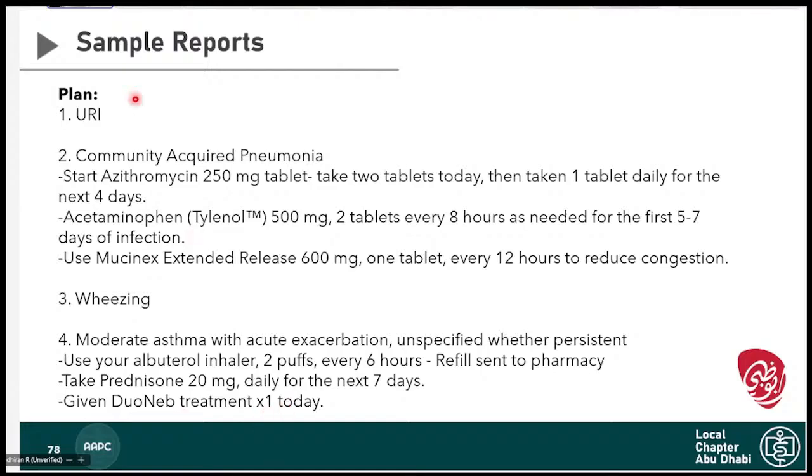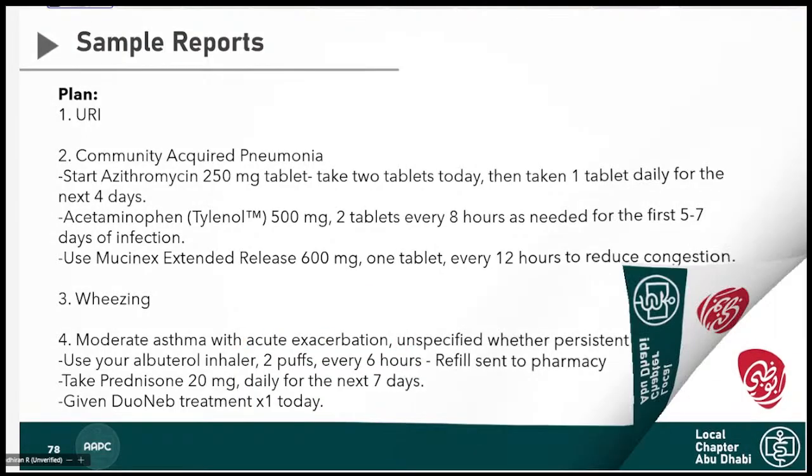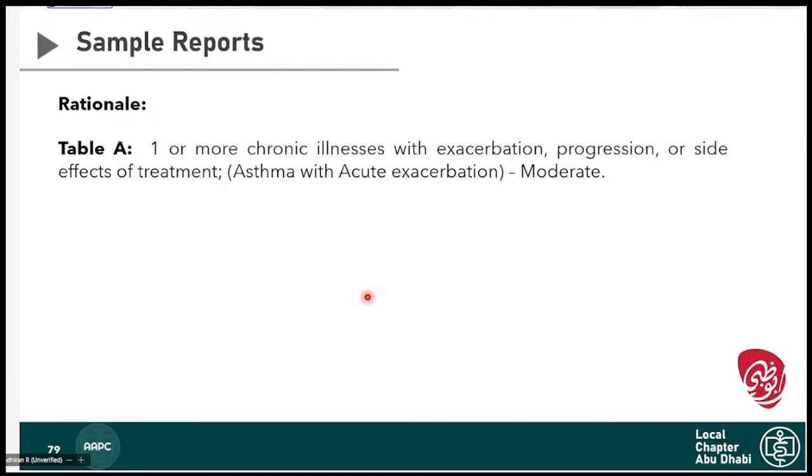So here, based on the conditions, moderate asthma with acute exacerbation, we'll check which level this will be supported. So Table A is supported for one or more chronic illness with exacerbation, progression or side effect of treatment, which falls under the asthma with acute exacerbation category. This falls under the moderate level.